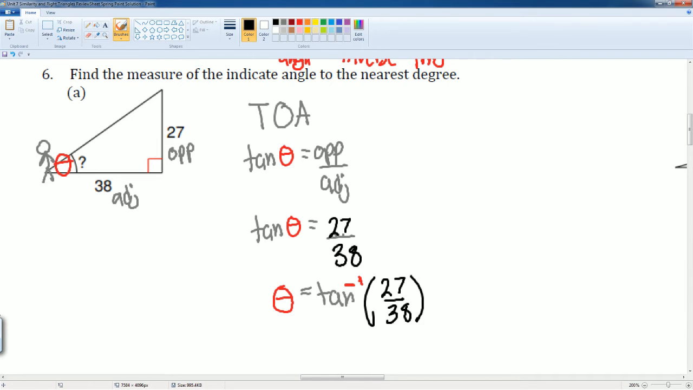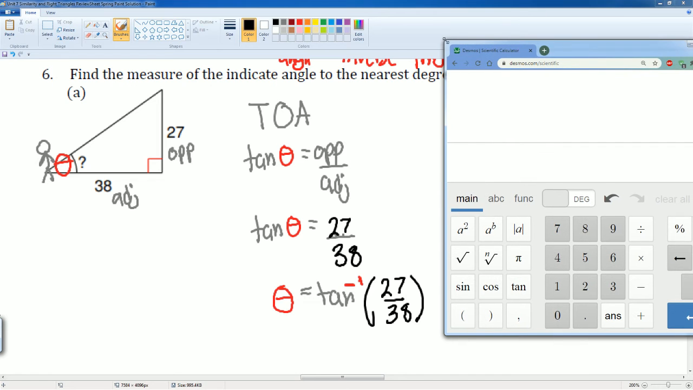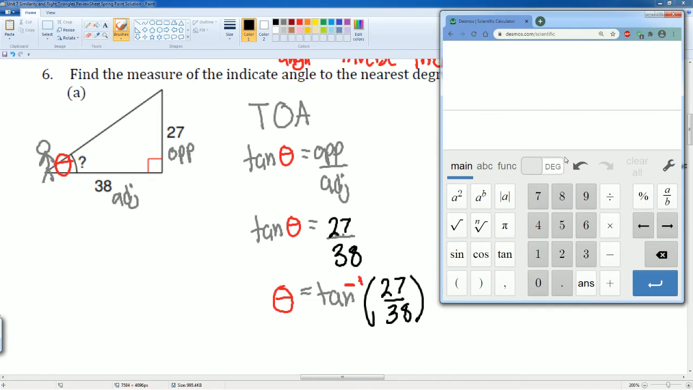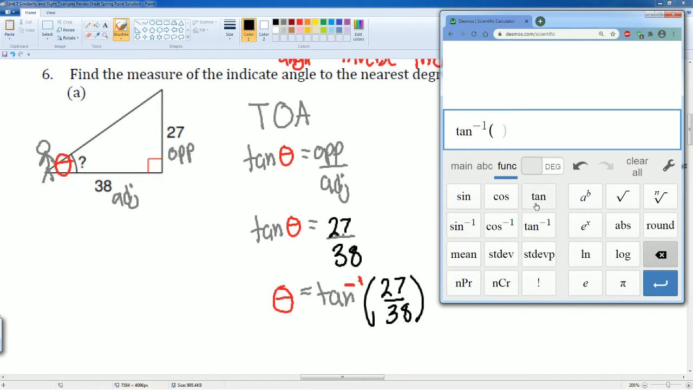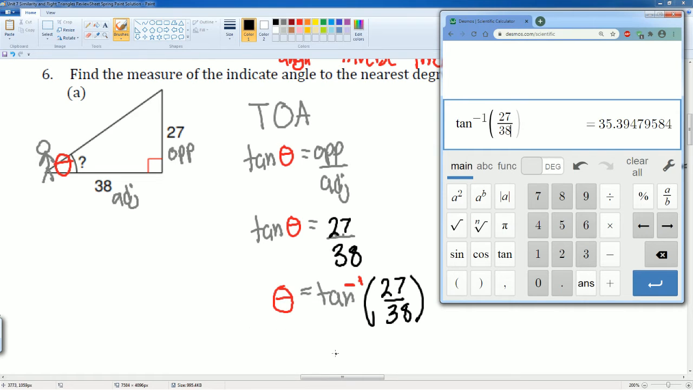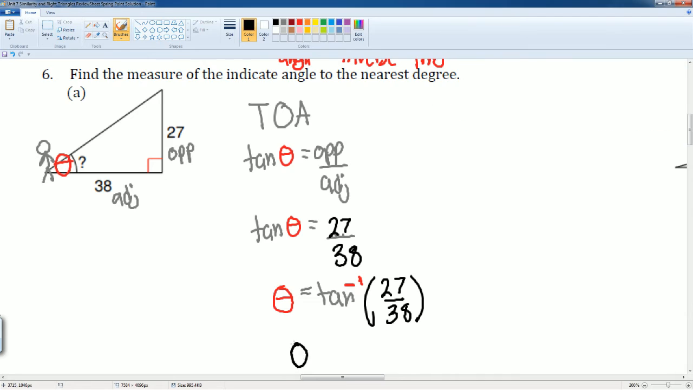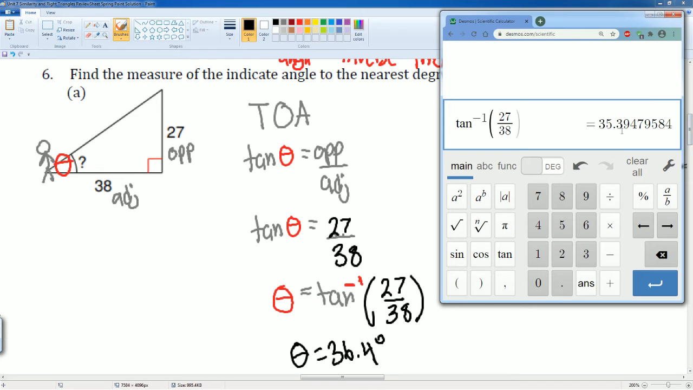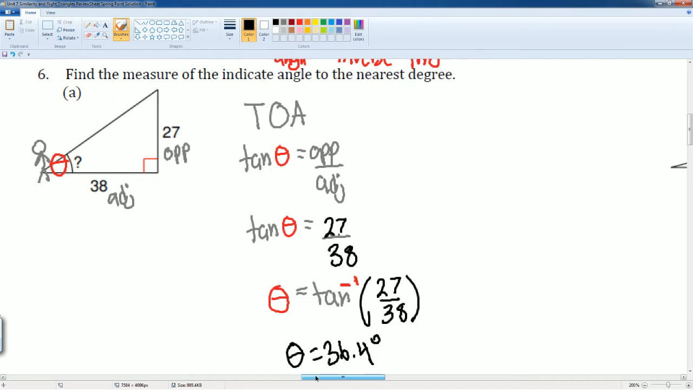Now this is going to require us to use our calculator. To access the inverses, you need to hit function, tan inverse of 27 divided by 38. That gets you the value 35.39. Rounding it to the nearest tenth, it should be 36.4. So theta is 36.4 degrees. Okay, let's just double check that. 36.4, that is correct. Good.